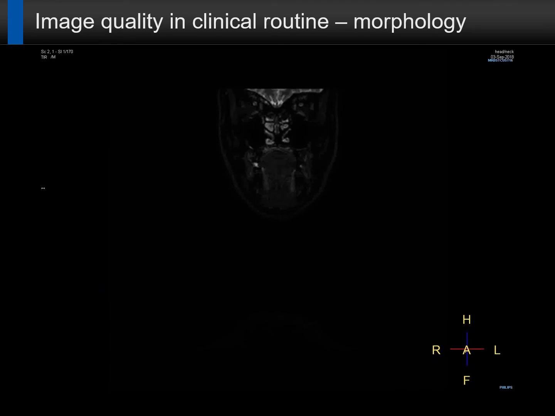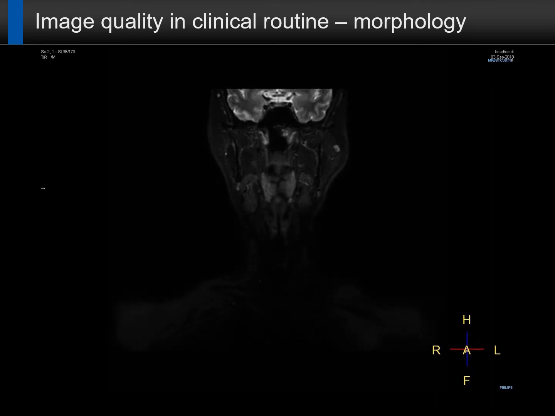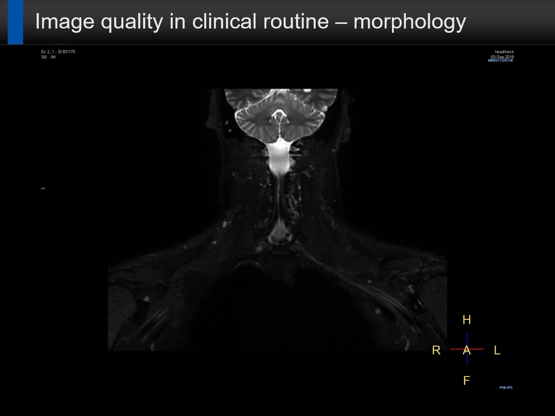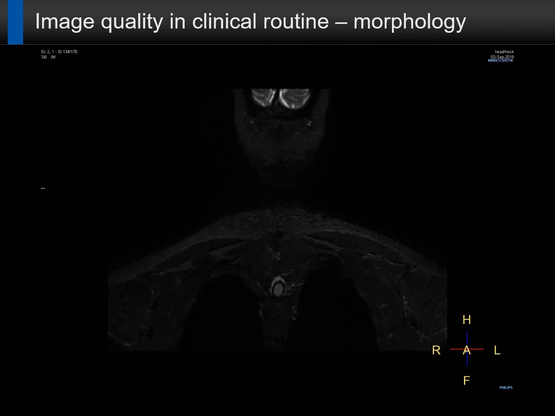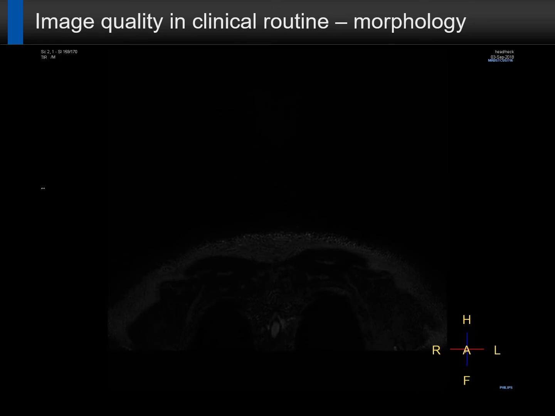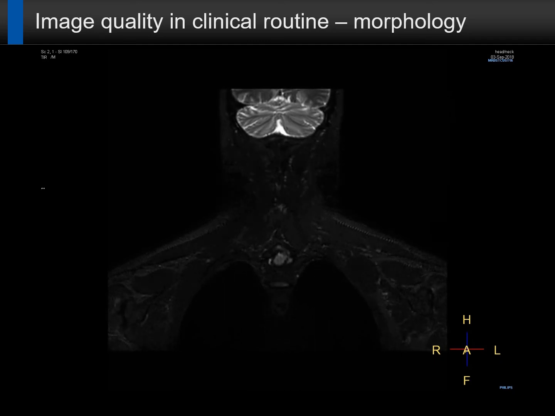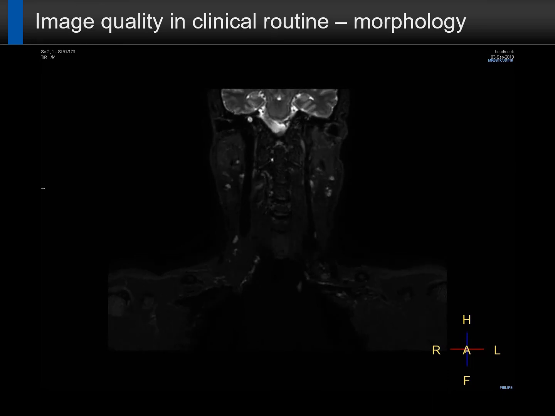Using state-of-the-art imaging equipment will give you image quality which is already very, very good these days. For example, here you can see a coronal plexus sequence, very high resolution, very nice suppression of background signal. This is taken from the daily routine program at our hospital, so you can see really excellent image quality with our current standard equipment.